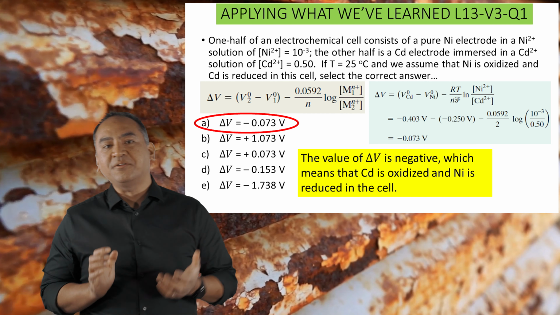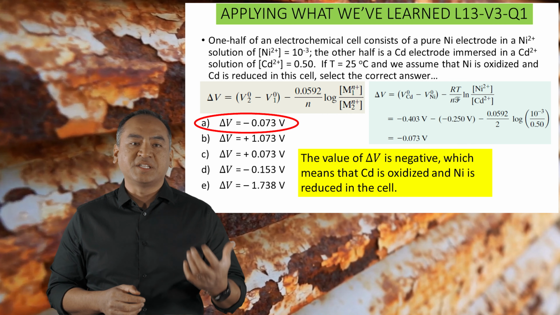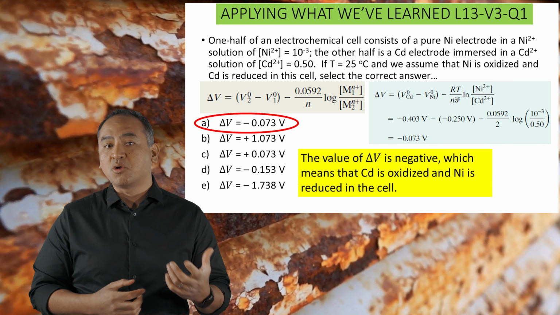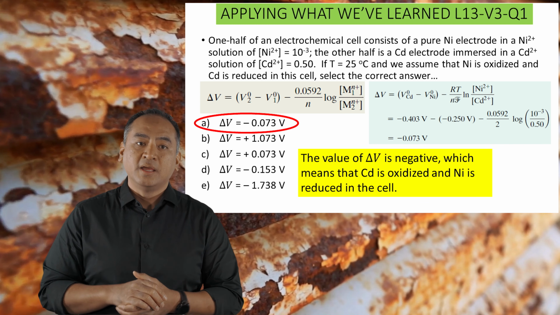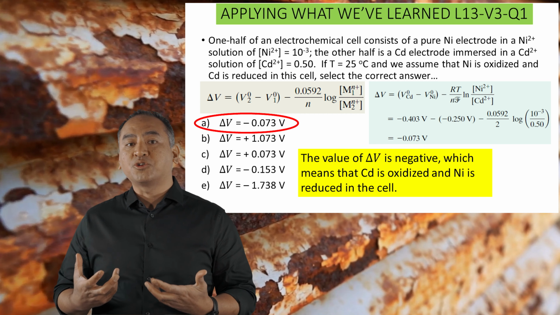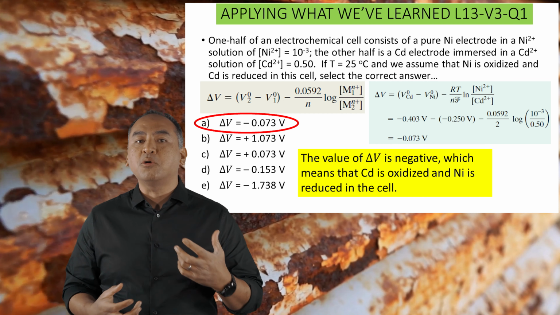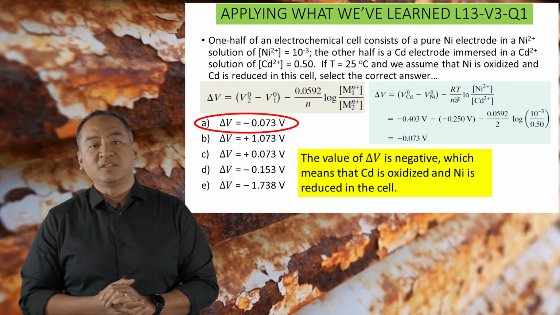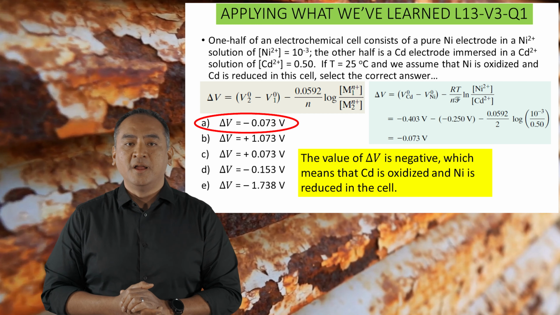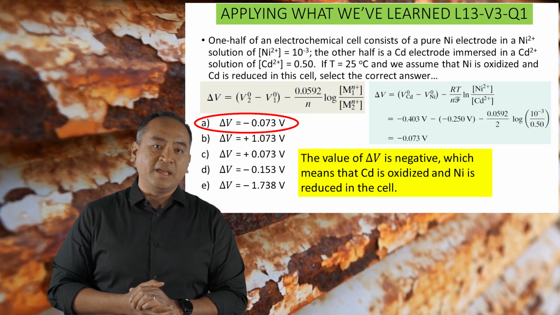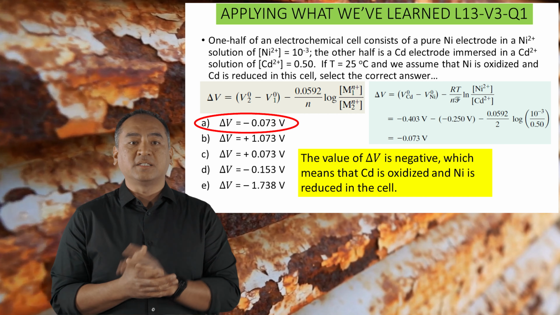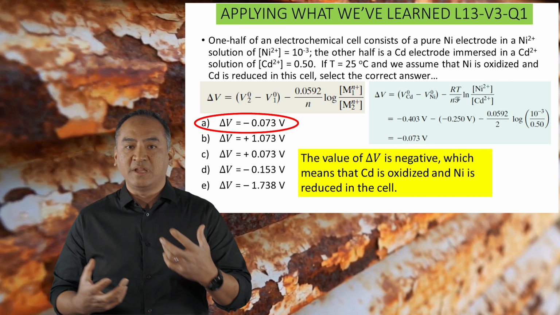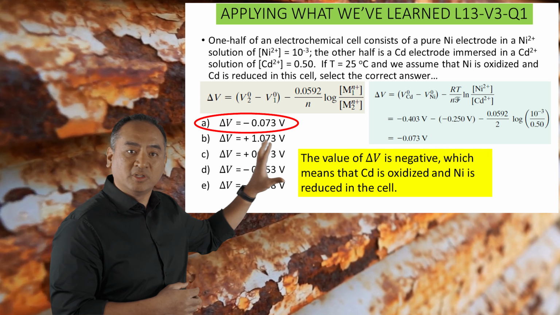Cadmium has a standard electrode potential of negative 0.403 and a molar concentration of 0.5 moles per liter. Nickel has a standard electrode potential of negative 0.250 and a molar concentration of 10 to the negative 3 moles per liter. The nickel and cadmium ions both have a charge of positive 2, so 2 electrons are participating in the half-cell reactions, so N is equal to 2.